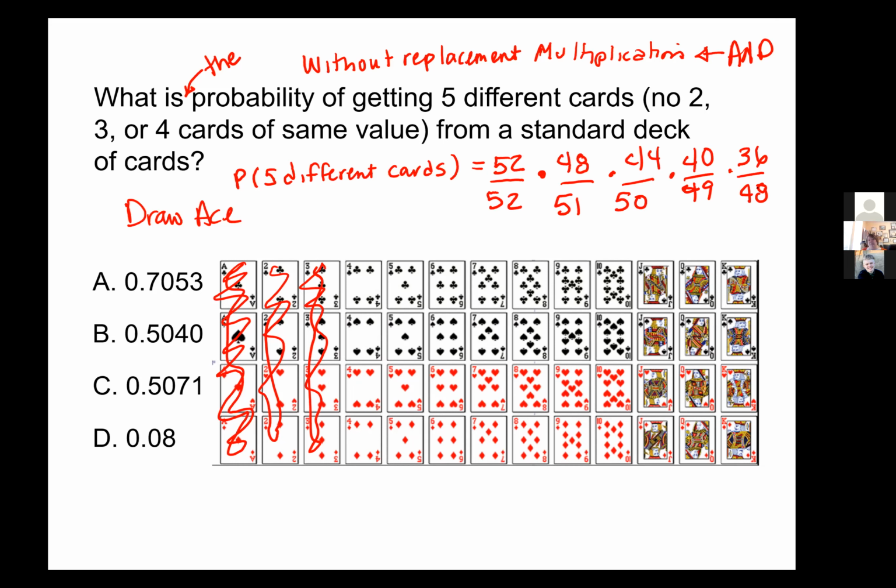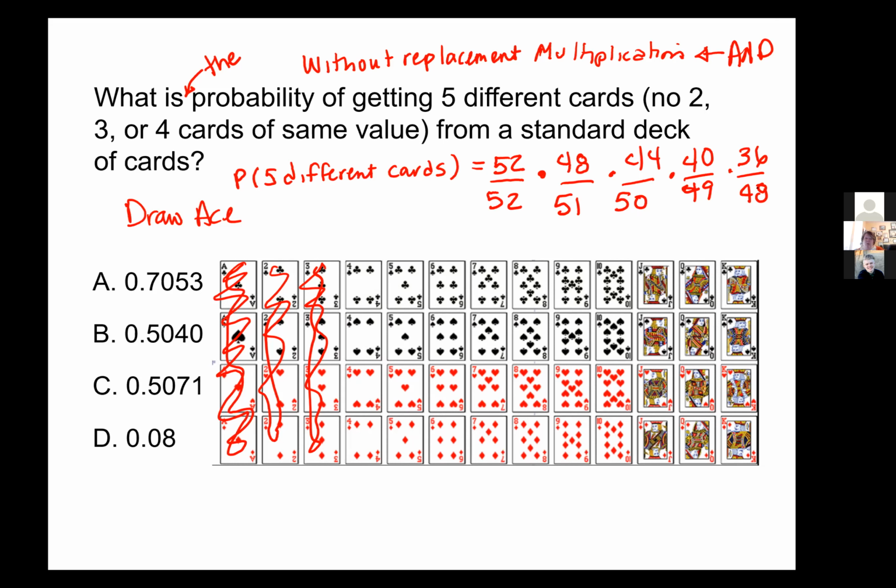So the probability of me drawing from a well shuffled deck of cards 5 different cards out of that deck and none of them being the same kind of card. So no 2 aces or 2 2s or 2 3s or 2 4s. So no pairs, no 3 of a kind, no 4 of a kind. They're all different. The probability that the first card is different than any other card is 1. I mean, it's the first card you draw out of the deck.